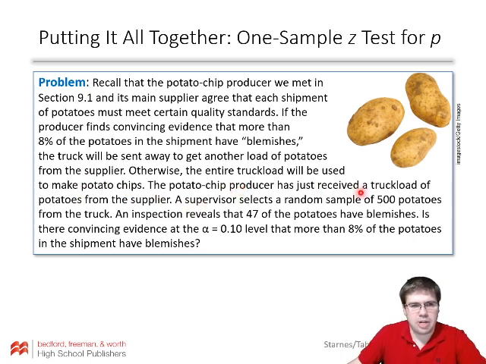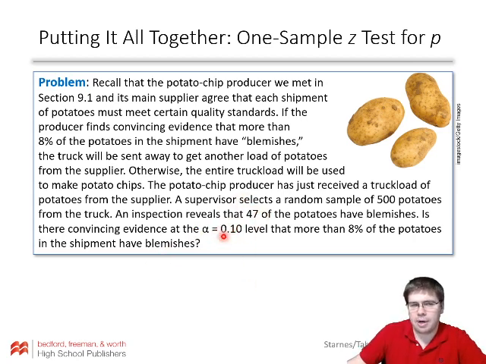The potato chip producer has just received a truckload of potatoes from the supplier. A supervisor selects a random sample of 500 potatoes from the truck. An inspection reveals that 47 of the potatoes have blemishes. Is there convincing evidence at the alpha level 0.1?